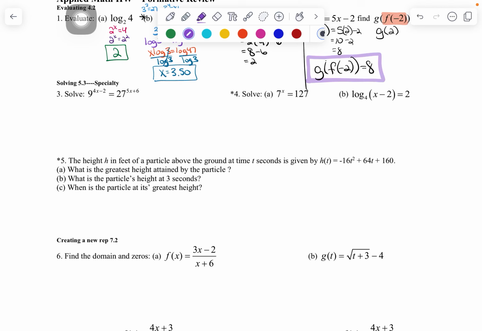All right, this is the second video for the formative review. This one's going to cover solving, specifically indicator 5.3, which is your specialty equations. We're going to be looking at question 3, question 4, and probably question number 5, unless the video gets super long.